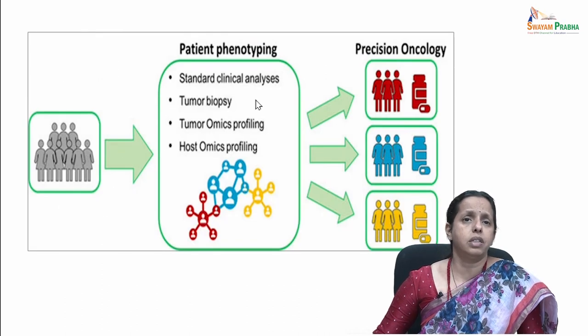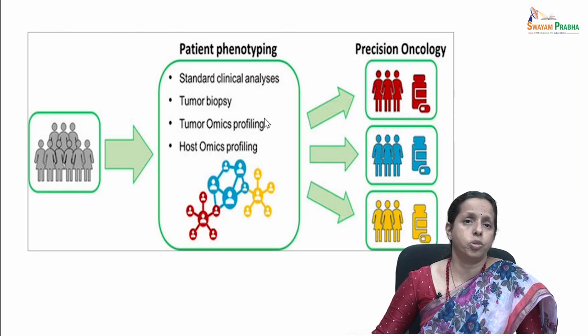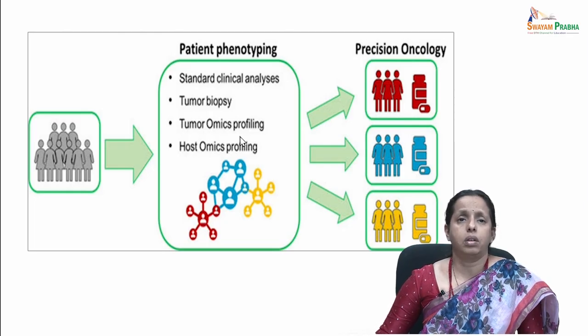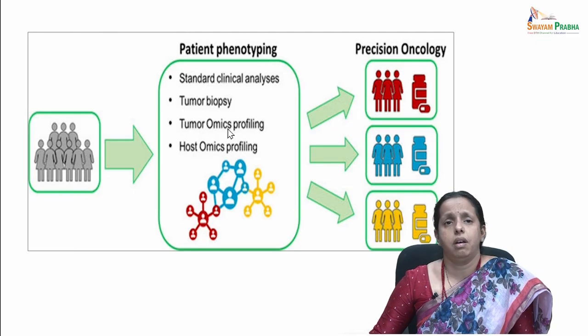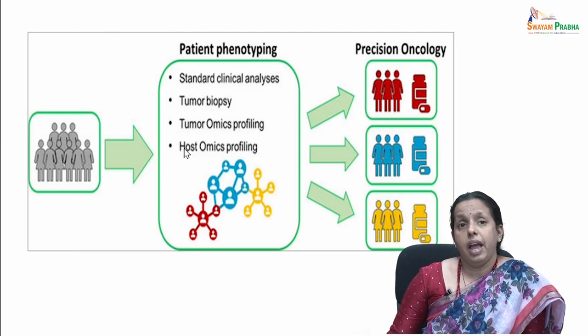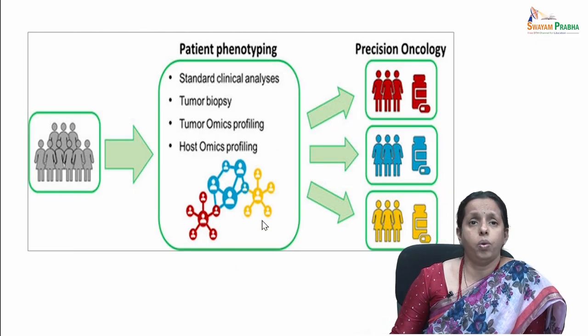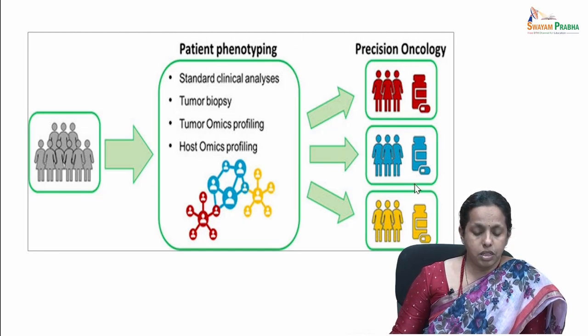You have a group of patients here. So, patient phenotyping: you will do standard clinical analysis, tumor biopsy. Then you do your NGS, next generation sequencing profiling, and then the host omics profiling. You have different kinds of genomic profiles. Then what will this precision oncology do?